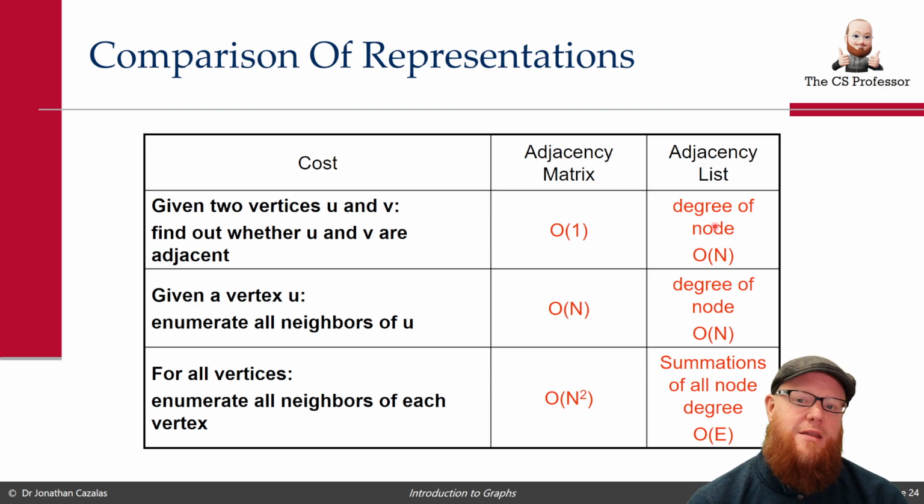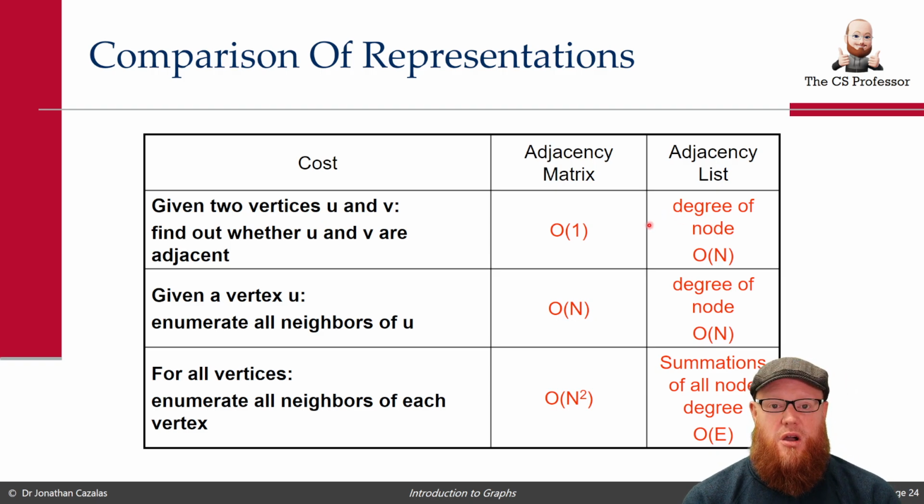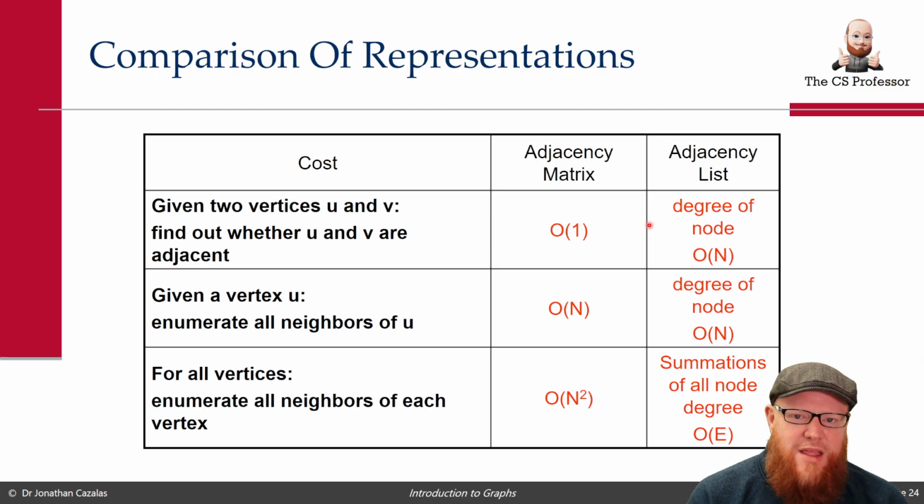That's a new term I did not actually define. The degree of a vertex, or the degree of a node, is the number of edges that are extending out from that node. So if you have a given node and 8 edges are leaving that node or coming into that node, 8 edges are emanating from that node, the degree of that node would be 8.